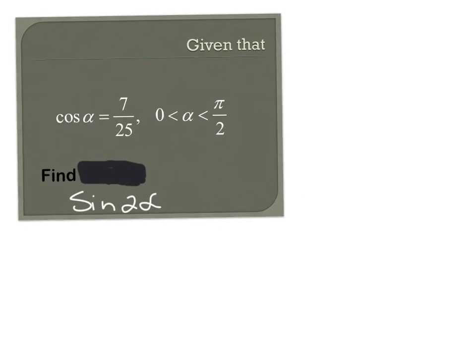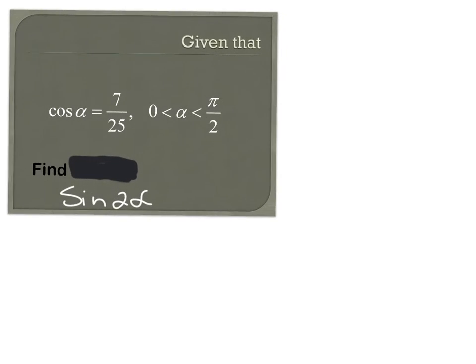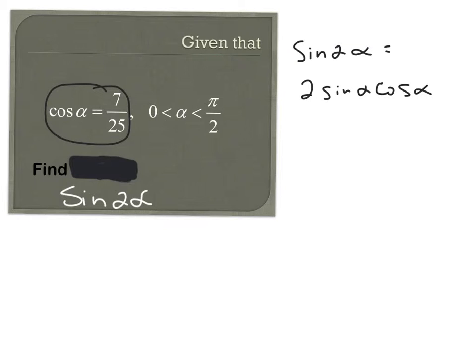Okay, so in this video, it's the same problem that we did previously, but instead of finding cosine of 2 alpha, we're going to find sine of 2 alpha. So, the first step is, well, what's our formula? My formula is sine of 2 alpha, which is equal to 2 sine of alpha cosine of alpha. I only have one, so the problem gives me cosine, so I need to find sine.